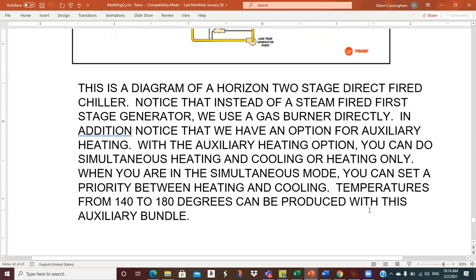And this thing on setting priority means you can let the capacity of the system be determined by the heating requirement or the cooling requirement. So if you set it on the cooling requirement, then you just get however much heat you can get out of it. If you set it on heating requirement, then that's what the controls hone in on, and you just get whatever cooling is available at that level of fire. So that's what that's referring to.